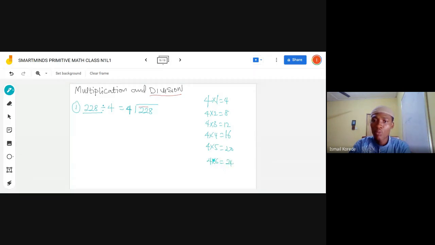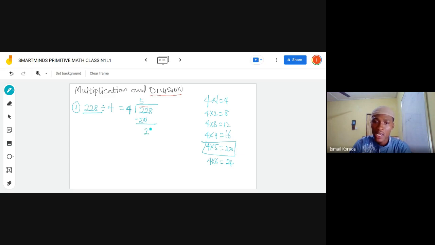I can't go beyond 24, because I have 22. So I have to stop at this point here. I'm going to write 5 here. 5 times 4 is 20. So I want to subtract that. It's very, very important: it must not get to 8, so it has to be at the bottom of 22. 22 minus 20 gives 2.